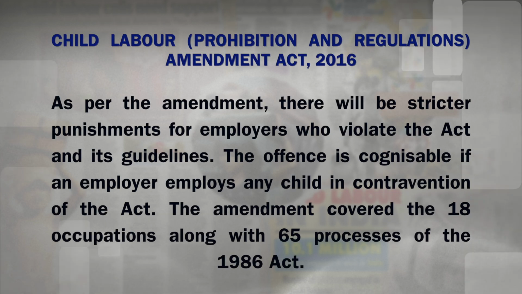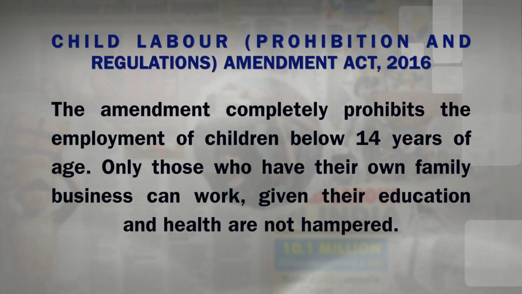As per the amendment, there will be stricter punishment for employers who violate the Act and its guidelines. The offence is cognizable if an employer employs any child in contravention of the Act. The amendment covered the 18 occupations along with 65 processes of the 1986 Act. The punishments and imprisonment tenure were also amended and made stricter. The amendment completely prohibits the employment of children below 14 years of age. Only those who have their own family business can work, given their education and health are not hampered.